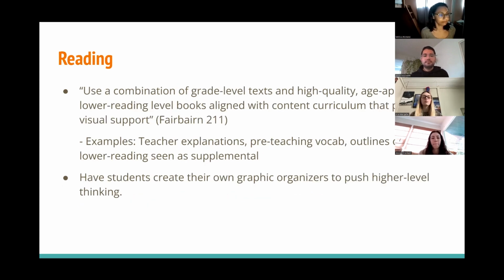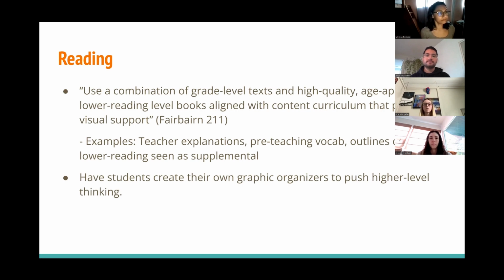For reading, it's important that we use a combination of grade level text that is high quality and age appropriate, as well as lower reading level books aligned with the current content curriculum, including some visual support. Again, we want to make sure it's noted that the lower reading level books that are provided are seen as supplemental. That's just to be extra help for them. We still want them to be working with 8th grade reading levels if they're in the 8th grade, or else we're just going to help them stay stagnant at level 4.